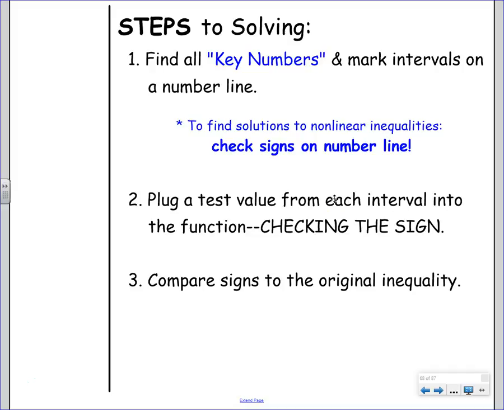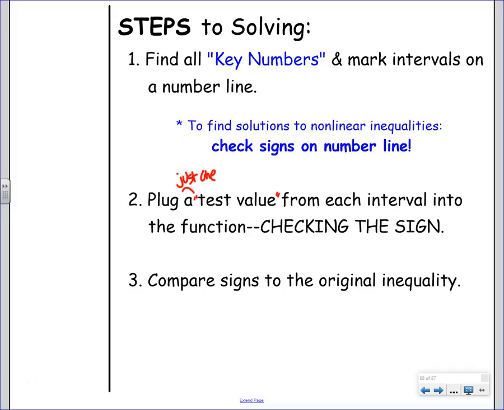You guys got it all? Okay. So you take all your key numbers. You mark those key numbers on a number line. And our goal is to see what intervals are now marked on the number line and to check the signs. But to check the signs, we have to choose just one. All you need is just one test value in each interval to check the sign.